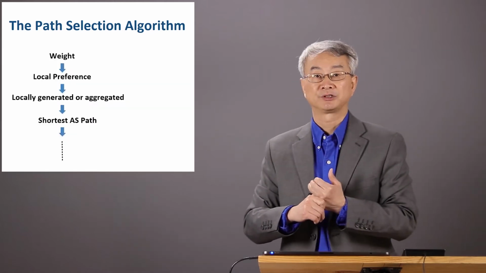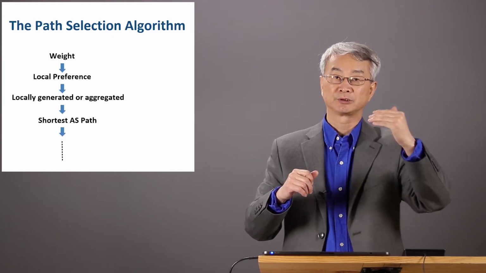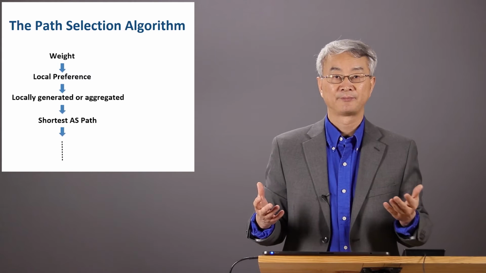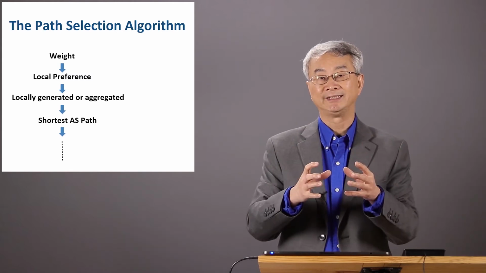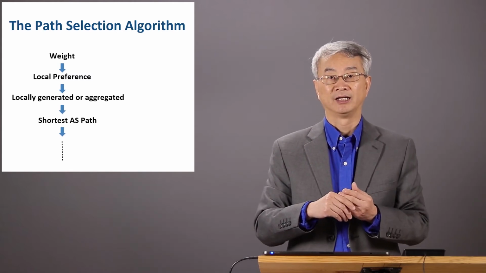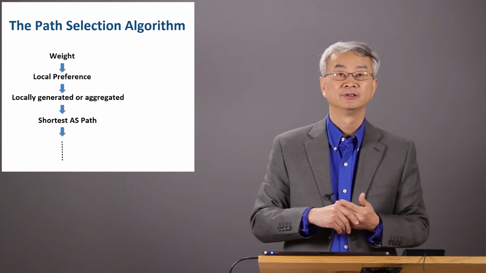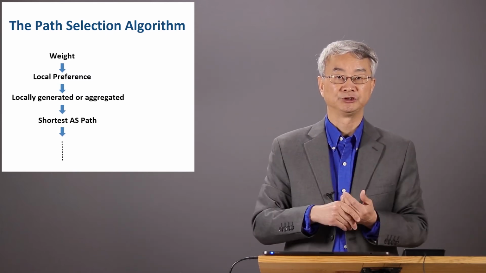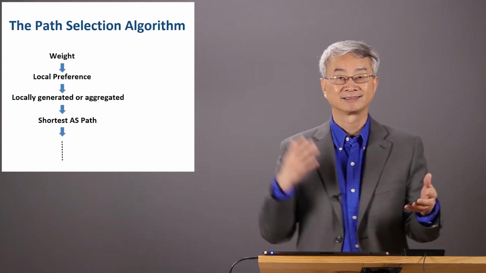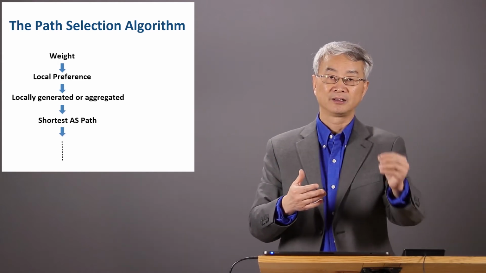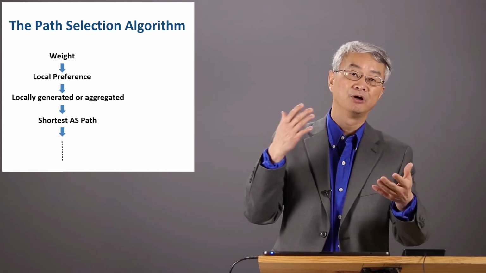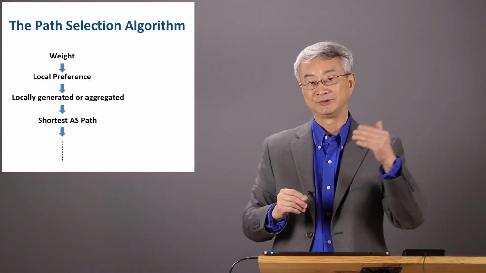The BGP protocol specifies a series of criteria. The first one you look at is weight. You can assign a weight to different paths through your local configuration, and that's usually done by the administrators. So you say, I'm going to assign a larger weight to this particular route, and that's going to get you to pick the route with the high weight.